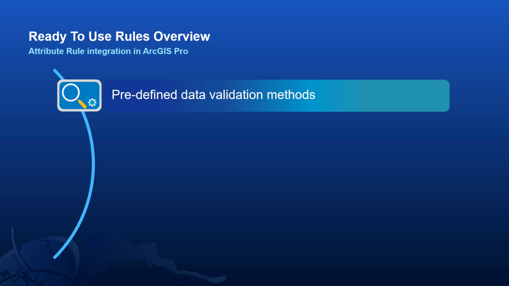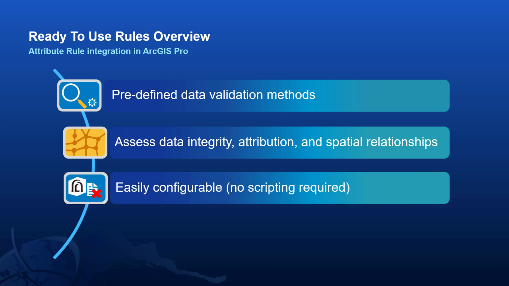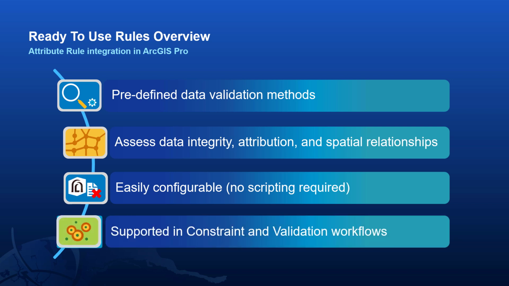First, Reviewer provides a library of predefined validation methods that identify common data quality problems encountered by customers. These checks assess different aspects of a feature's quality that can include its integrity, properties such as its attribution, as well as a feature's spatial relationship with other features. They're easy to implement since they are configurable and don't require the creation of custom Arcade scripts. And finally, they're supported in both constraint workflows that enhance quality assurance in data production, as well as validation workflows that assess the quality of features that already exist in your database.